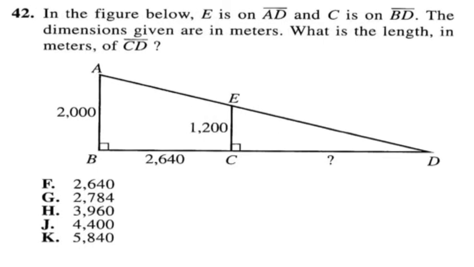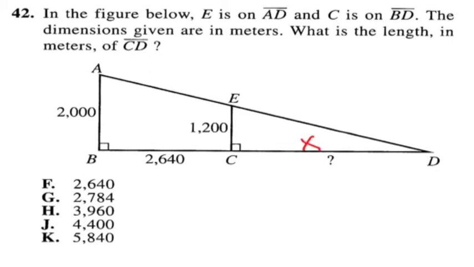Number 42. In the figure below, E is on AD and C is on BD. The dimensions are given in meters. What is the length in meters of CD? This one's a little bit trickier. We're going to be using similar triangles, and you can see this is my X.